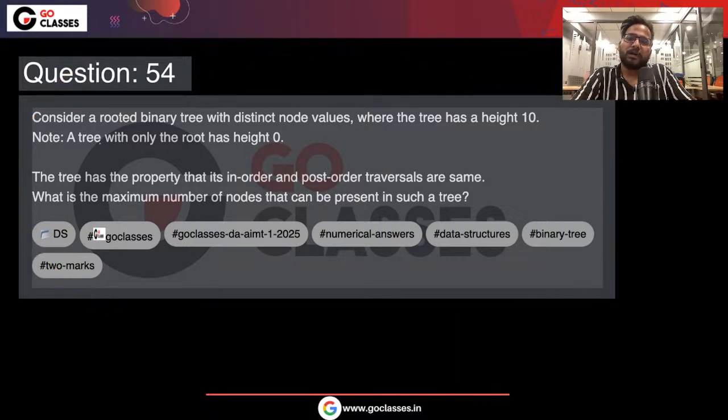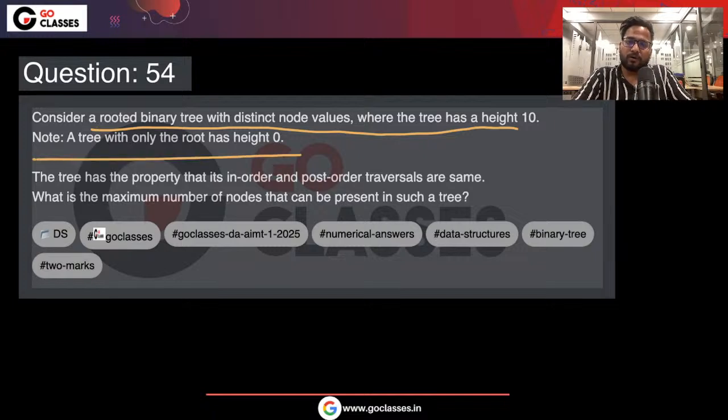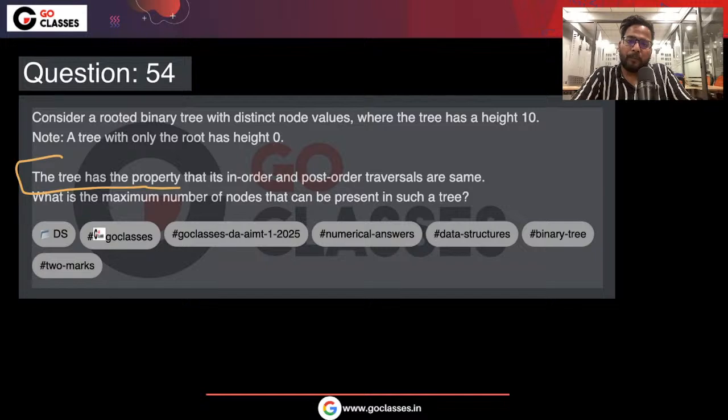What this question is saying: consider a rooted binary tree with distinct node values where the tree has height 10. They are saying if this is only the root, then the height is 0. The tree has a property that the in-order and post-order traversals are the same.